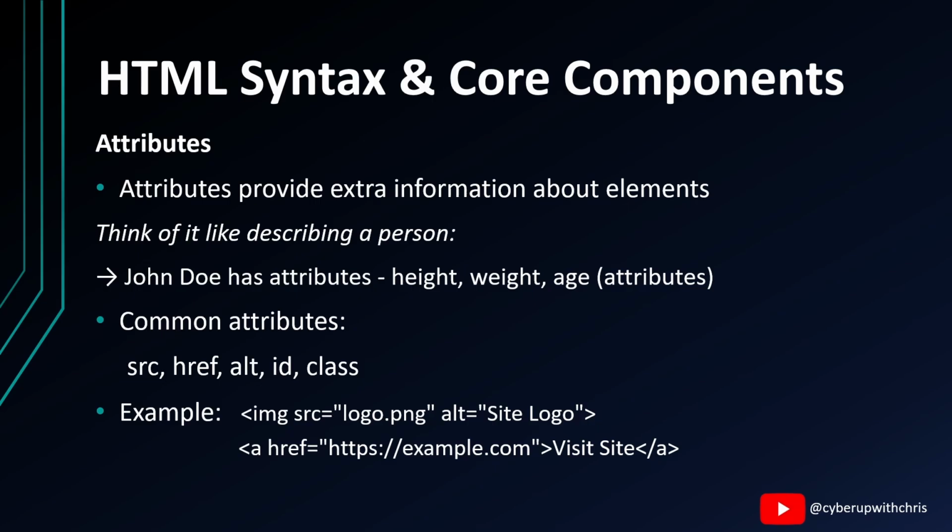For example, look at the image tag. The image tag has a source attribute. It also has an alt attribute. The source attribute is telling you where you can fetch a particular image. The alt attribute is saying, if I don't find this image for one reason or the other in this location, what do I display? I'm just going to display site logo.